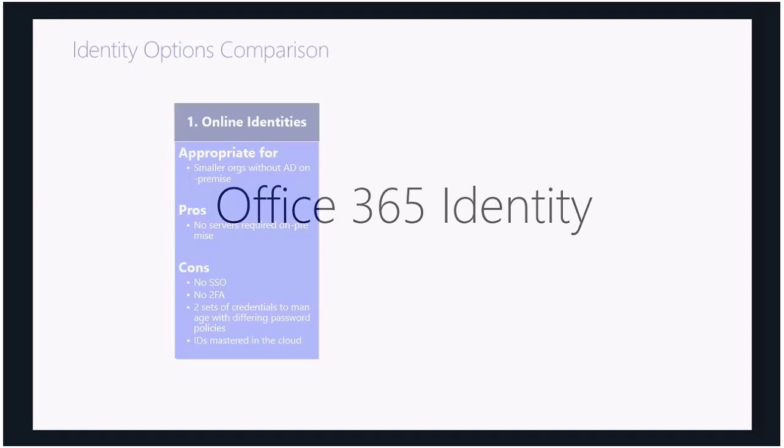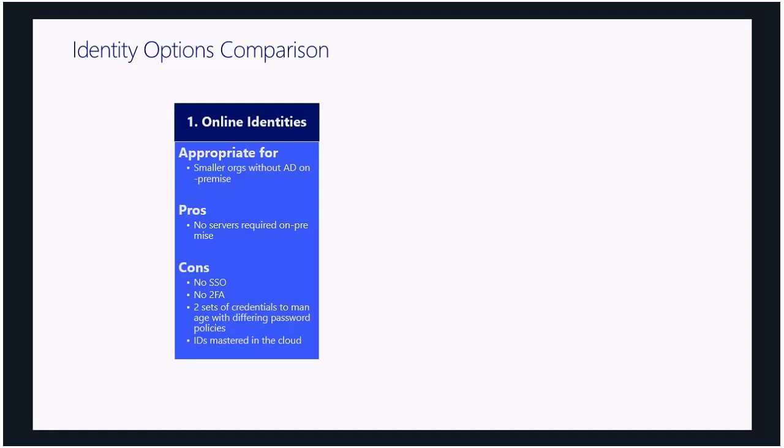Now if you've been on any of the previous webinars, you probably will have seen this slide where we're talking about the comparison between the different offerings. So to start off with, we have what's known as the online or the cloud identities. These are typically aimed at smaller organizations who don't have a local AD, don't have on-premise equipment typically.